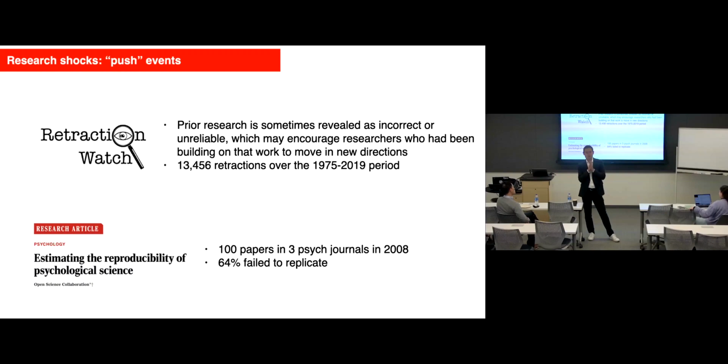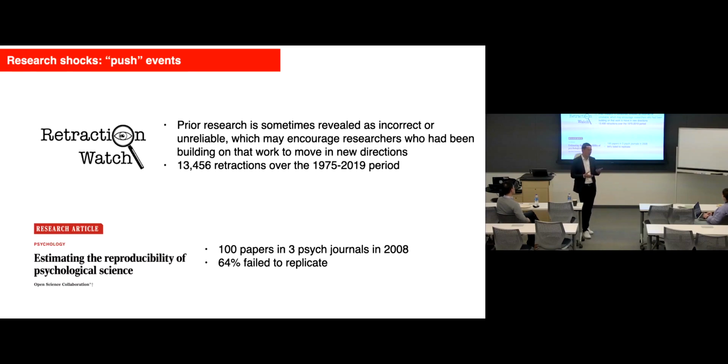So look at some push events, to try to improve the causal interpretation of this. The basic idea here is we want to look for events that are exogenous and where researchers were provoked to move. In this case, we look at two settings. One is retraction, the other one is reproducibility.